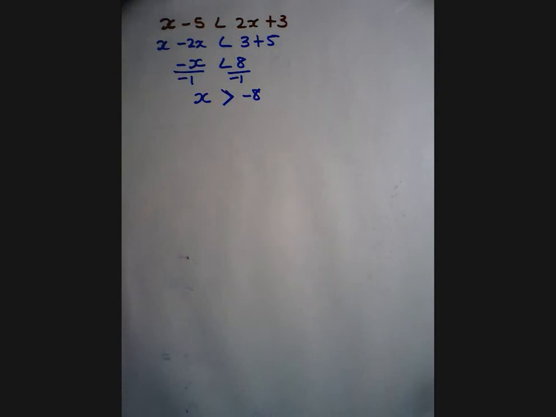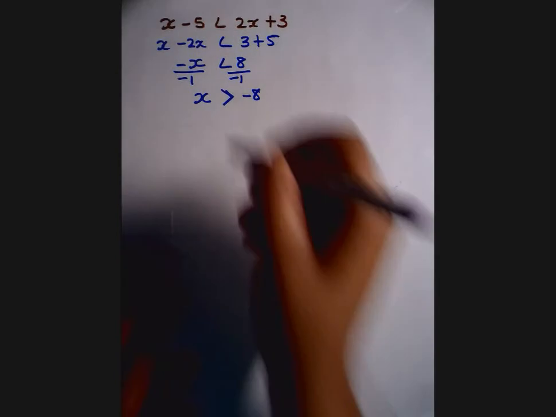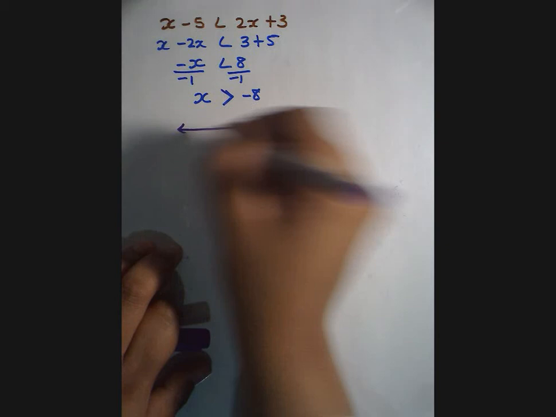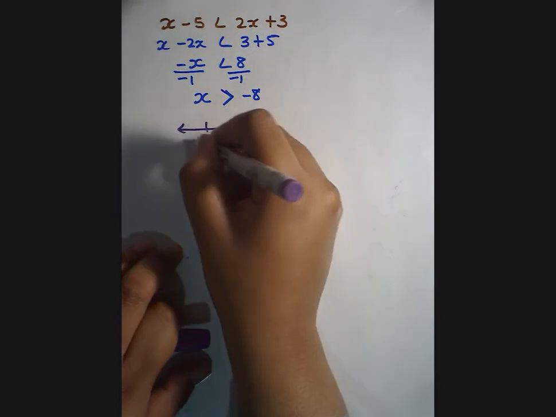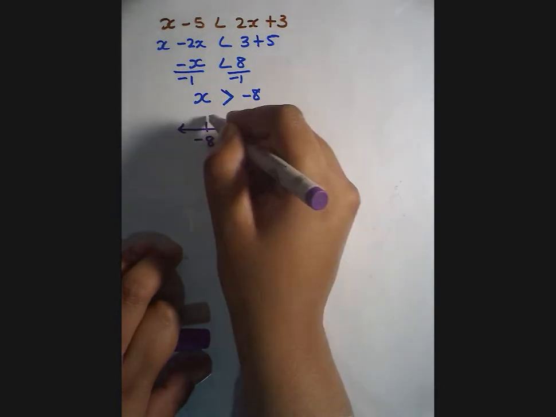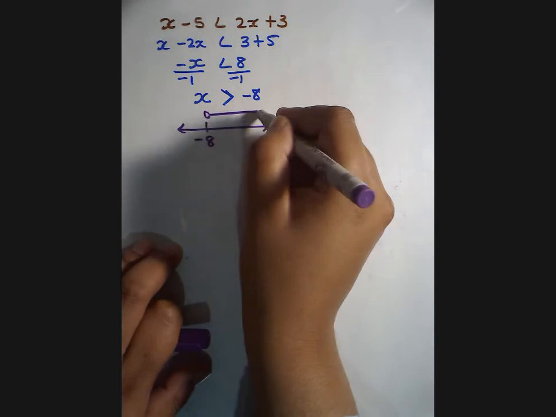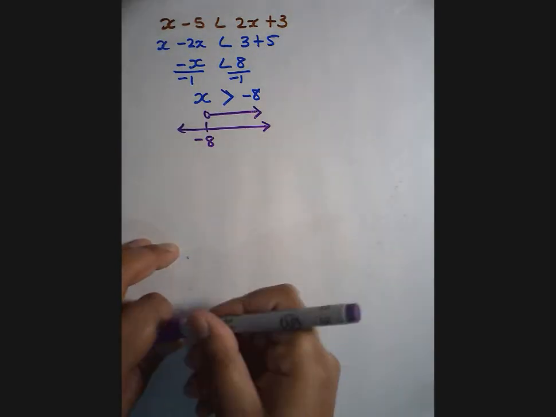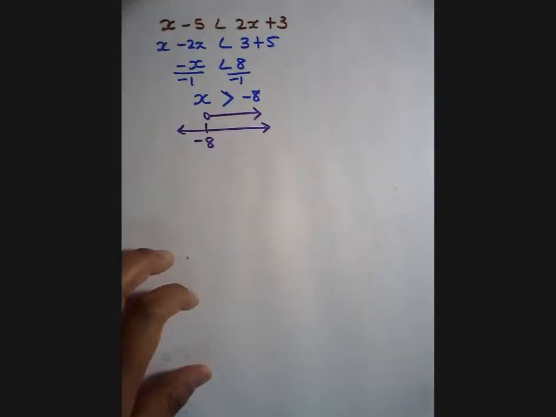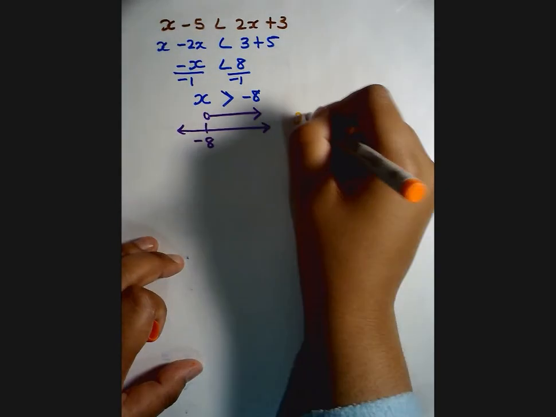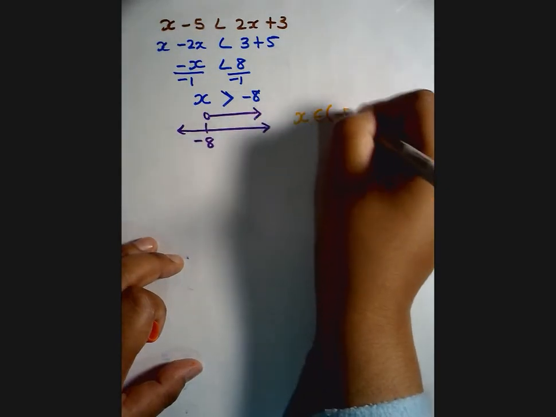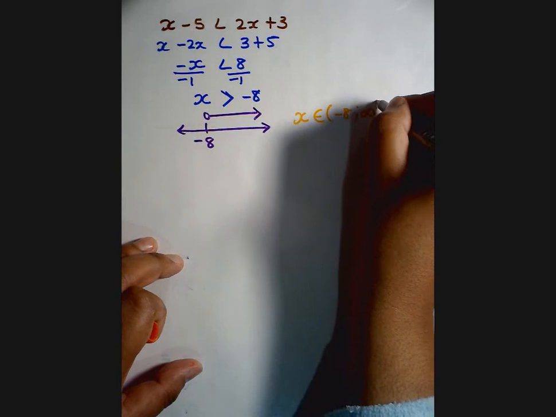If I had to show this graphically, I would have done it like this: minus 8 and greater than, so it's an open circle all the way in that direction. If I had to do it in interval notation, it would be like this: x is an element of open brackets minus 8, positive infinity, open brackets.